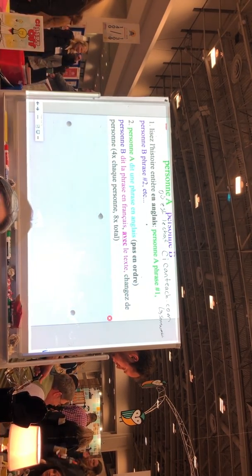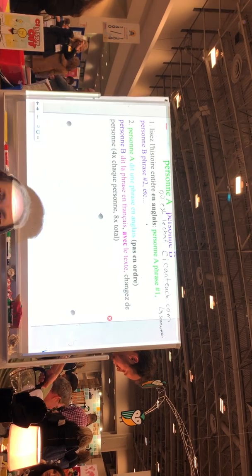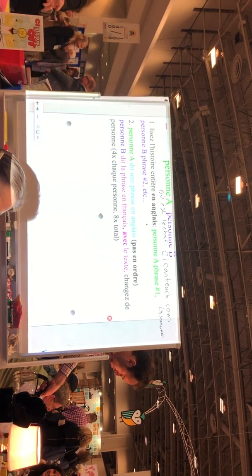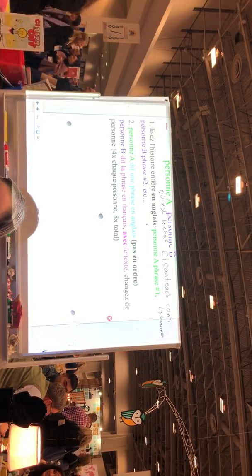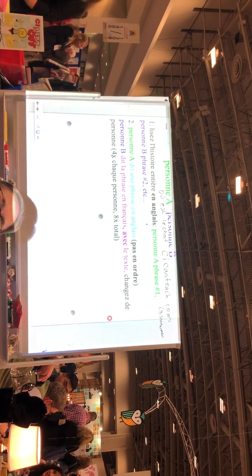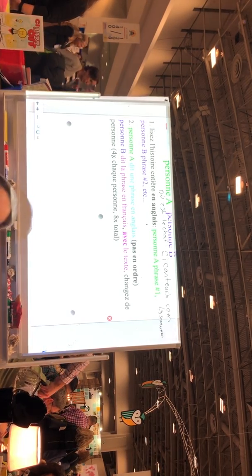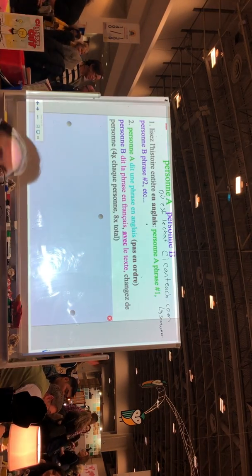Then the next would be one person says a sentence in English, not in order, and the other has to find it on the page. And I label it. I make this idiot proof, so they know exactly how many times they have to do it. I put this up here.